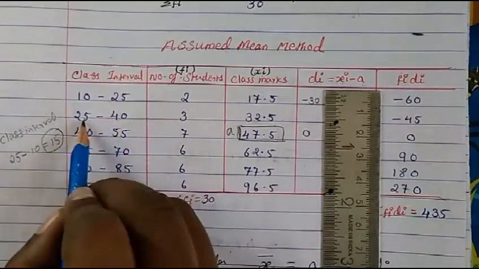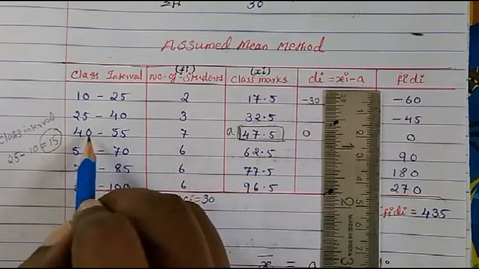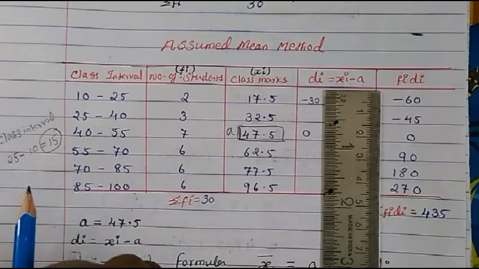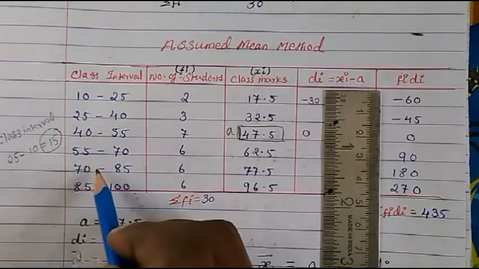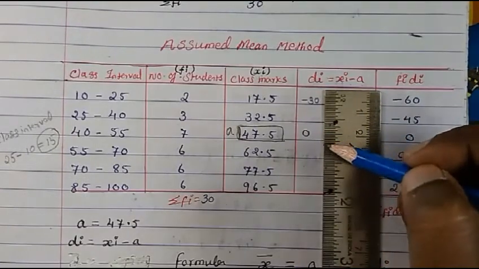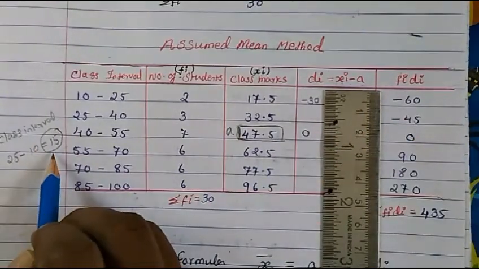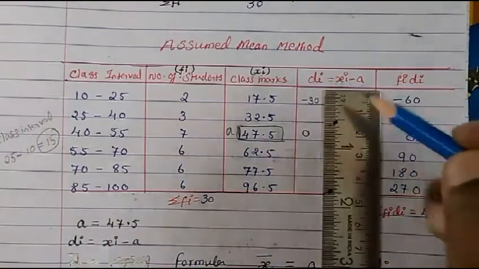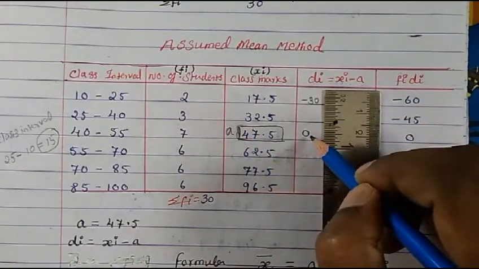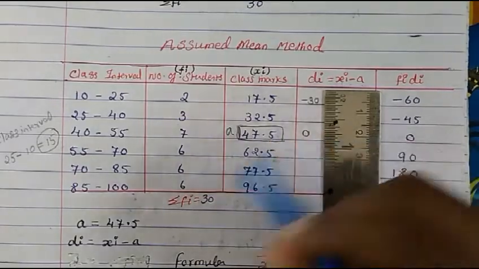So 40 minus 25 also 15. 55 minus 40 also will be 15 only. So this is our class interval. So all that you have to do is, once you know the class interval, just write down the tables of the class interval. Here the class interval is 15. Tables of 15 you have to write down on both sides. Directly where A is there, you write down 0 and then write down the table of 15.